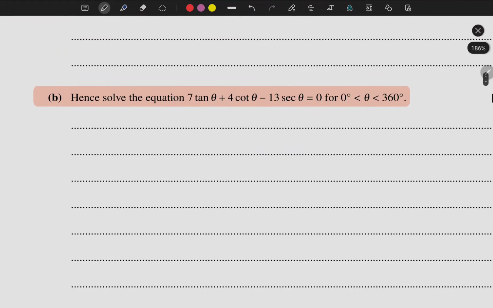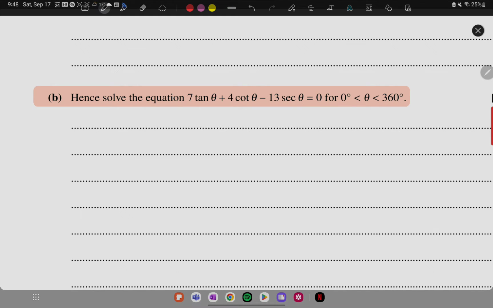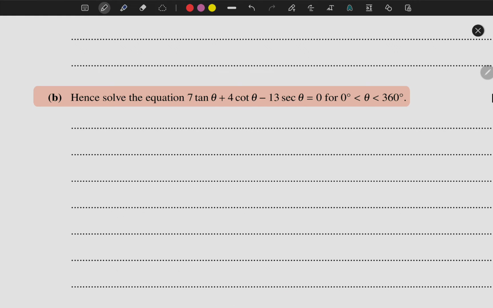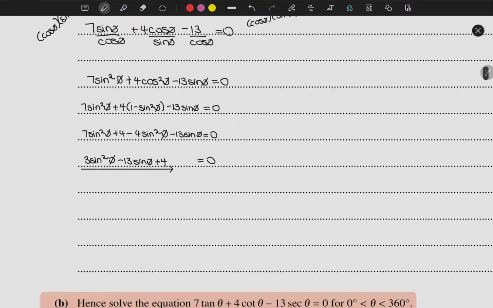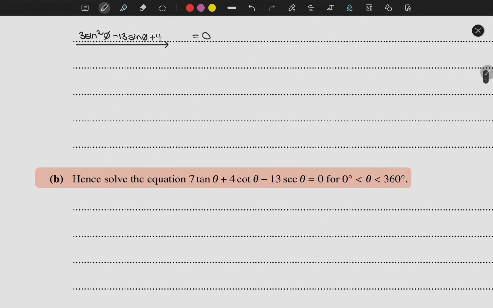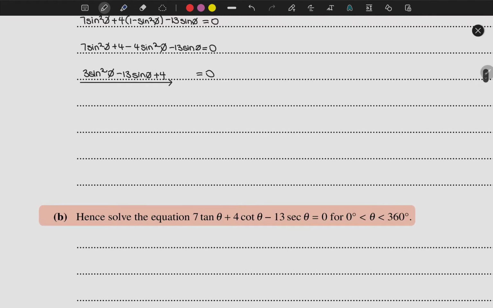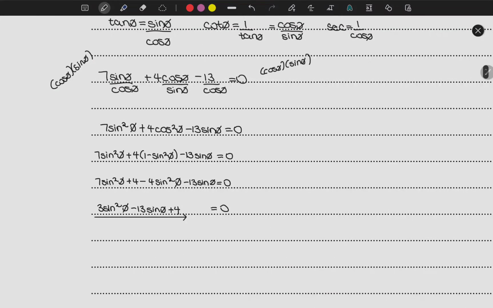It says, hence solve the equation 7 tan theta plus 4 cot theta minus 13 sec theta is equal to 0, and they've given us limits. Just notice that the limits are in degrees, not radians. So make sure when you're answering this question, your calculator is in degrees and not radians. When you see a hence, I think 100% of the time, what they've made you prove or solve, mostly prove, in your first part A is what you'll use.